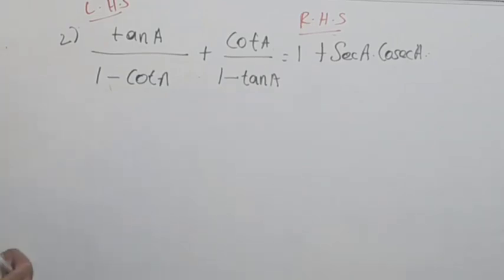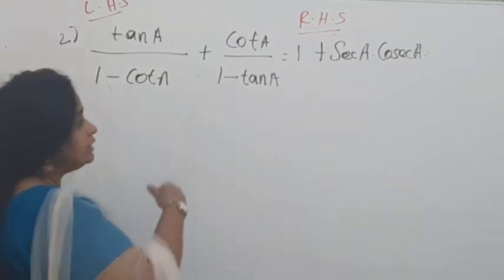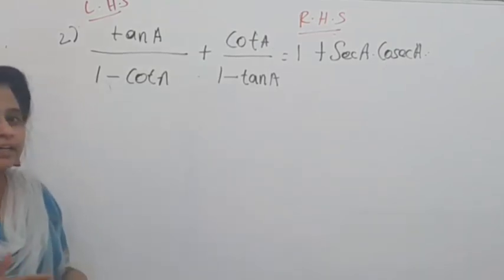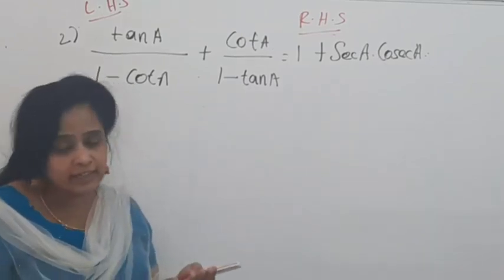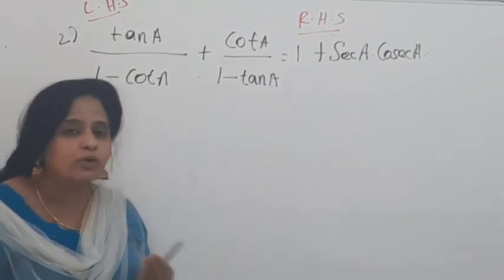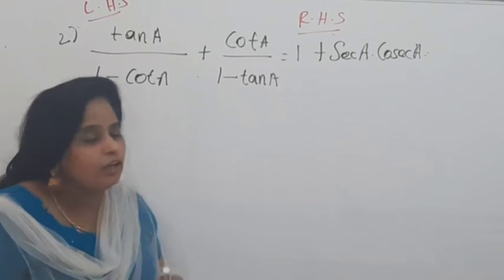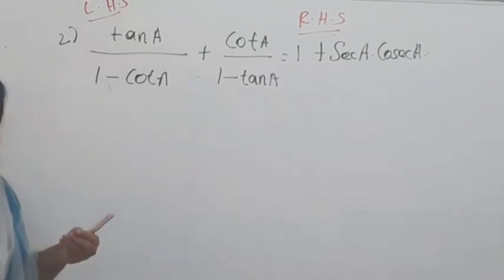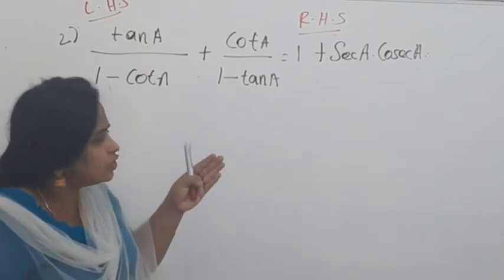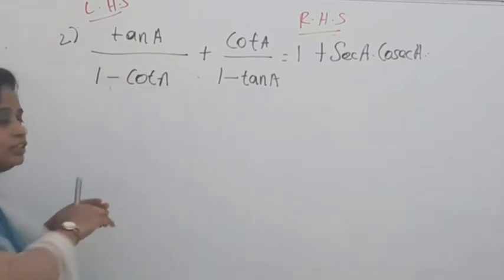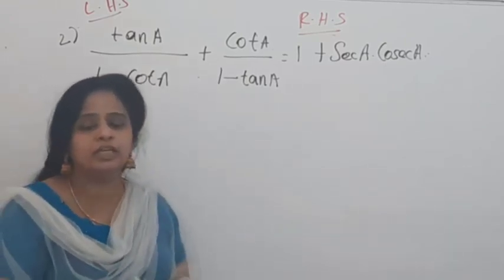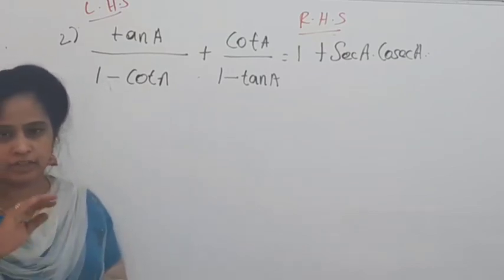Now you must have understood that sec A and cosec A can be written in the form of sine and cos. Why? Because sec is nothing but 1 by cos, and cosec is nothing but 1 by sine. So it is almost closer to the first category. What I will do here is just change my ratios into the first category ratios, that is sine and cos.